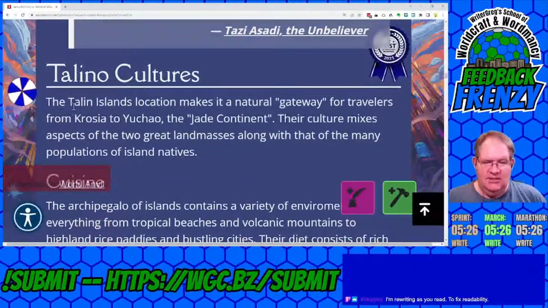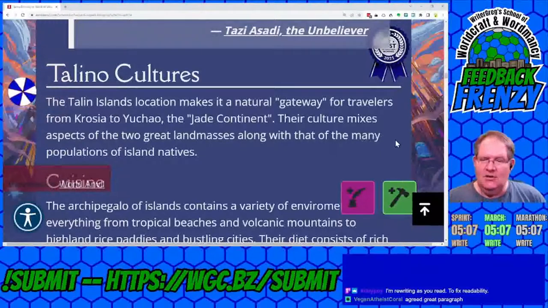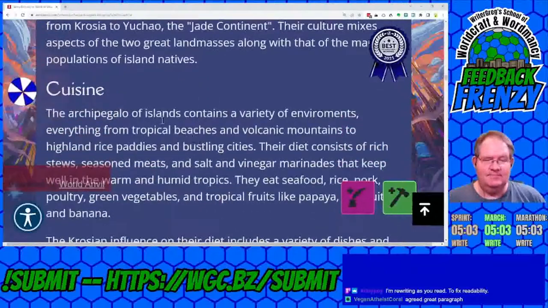Talino cultures. The Talin Islands' location made it a natural gateway for travelers from Crozia to Yukao, the Jade Continent. Their culture mixes aspects of the two great land masses along with that of the many native island populations.